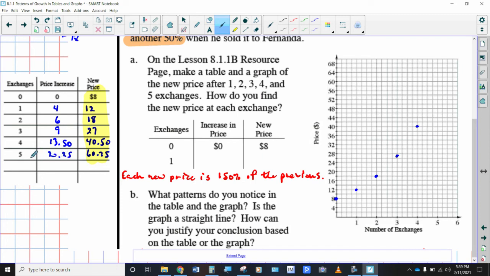And then the next one, the fifth exchange, was $60.75. $60.75 is going to be close to $61. So it's going to be somewhere in there. Okay, non-linear, right? Now, in this situation, I'm not sure if we actually need to connect the dots, because the price only goes up with each exchange, you wouldn't have half of an exchange. So I think this is supposed to stay discrete, just like that.